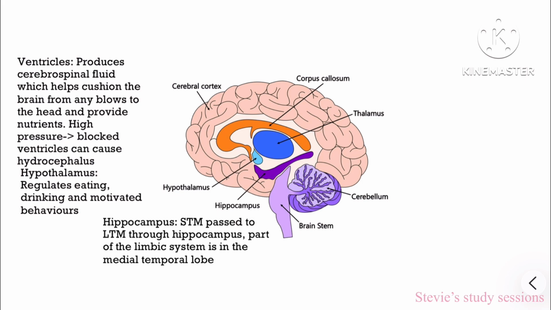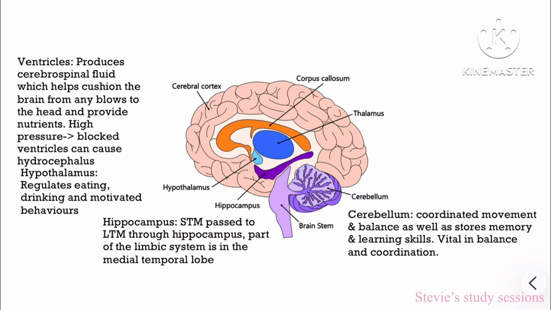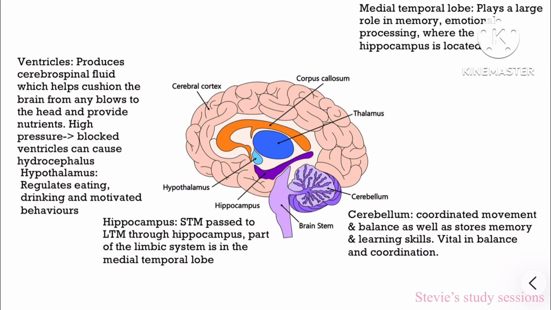The hippocampus: short-term memory passes to the long-term memory through the hippocampus. The cerebellum coordinates movement and balance as well as stores memory and learning skills. It's vital in balance and coordination. The medial temporal lobe, you can shorten this down to MTL. This plays a large role in memory, emotion processing, and it's where the hippocampus is located.